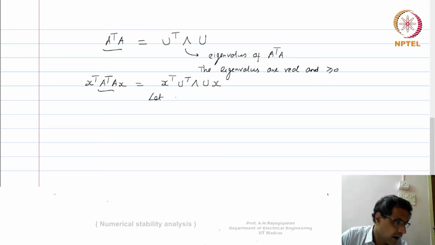Let's say Y is equal to UX. Therefore X transpose AX, when written in terms of the unitary transform, becomes Y transpose diagonal Y.